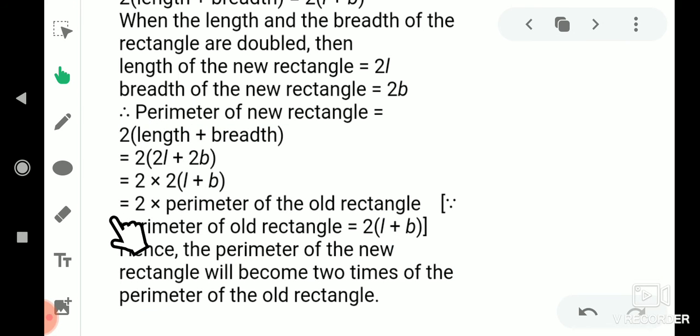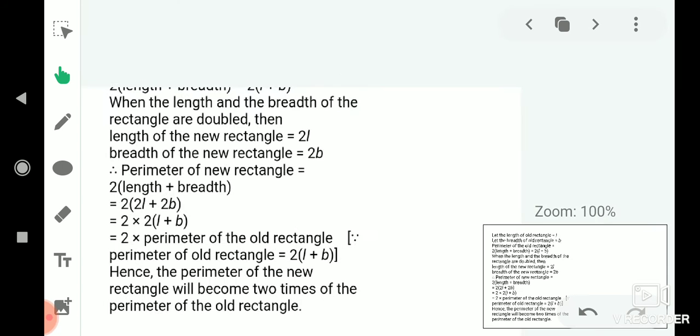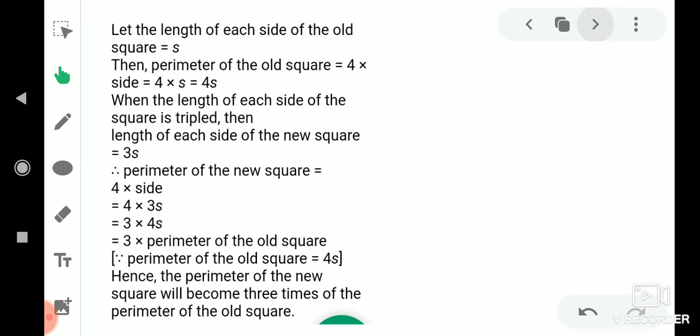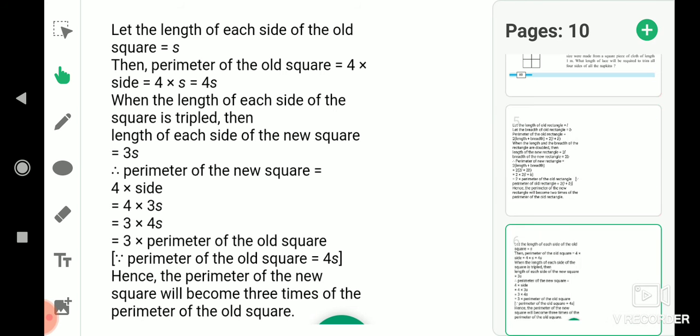Therefore, the perimeter of the new rectangle is equal to twice the perimeter of the old rectangle, or we can say that the perimeter of the new rectangle is double the perimeter of the old rectangle. Clear? Let's see next question.